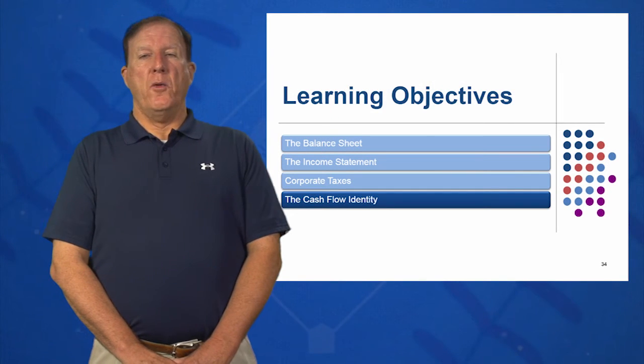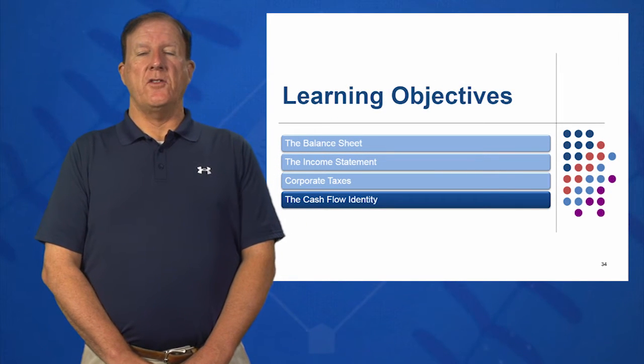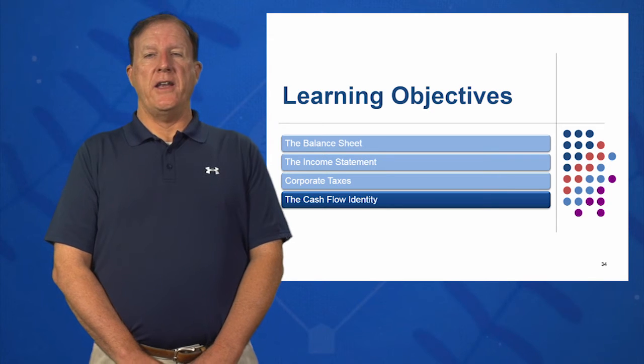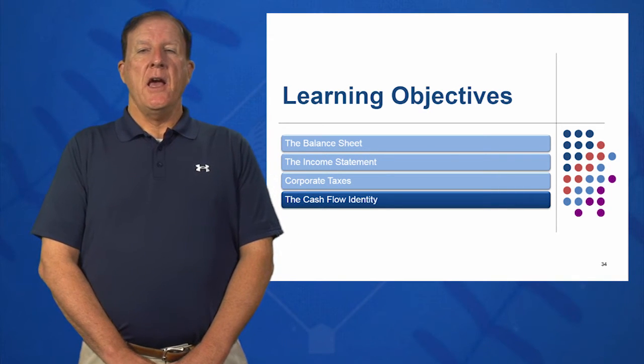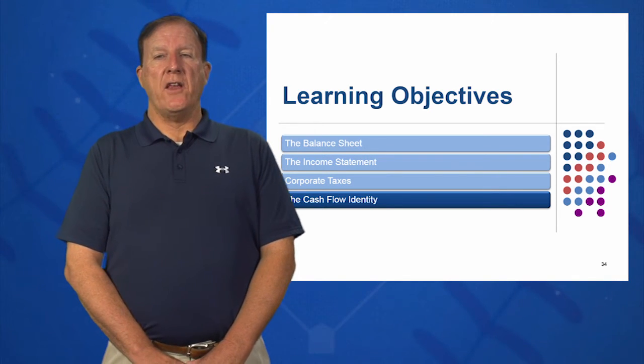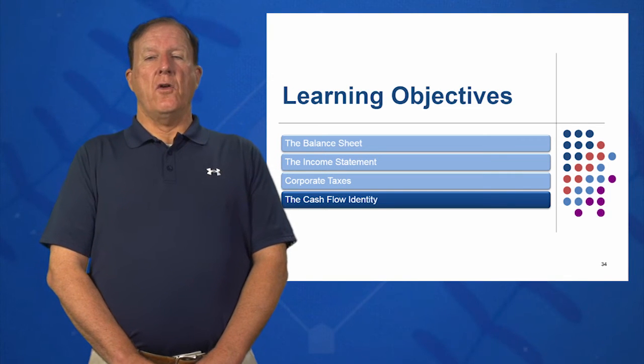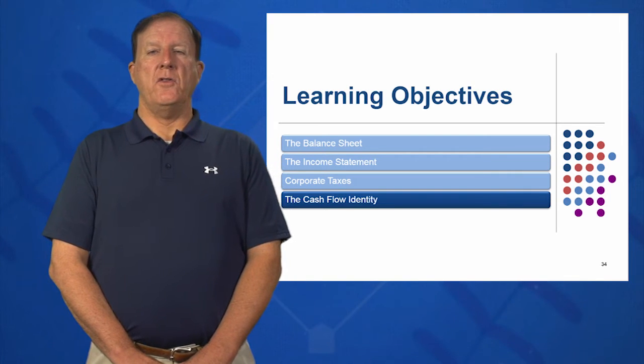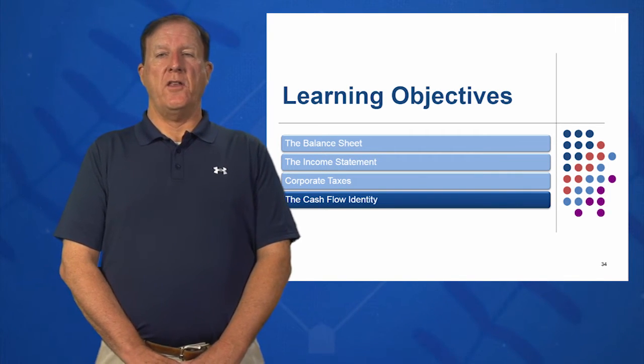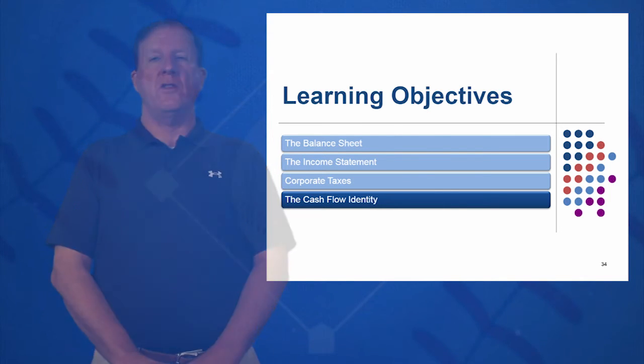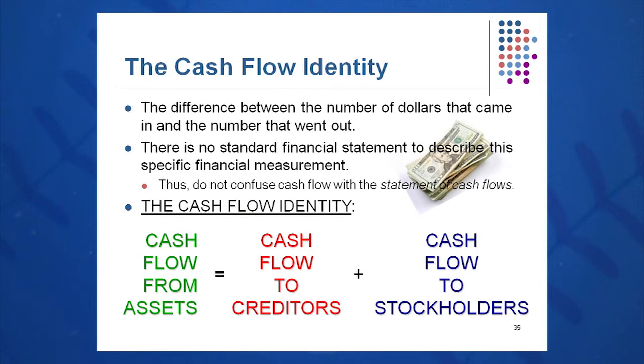In learning objective four, we're going to discuss what I consider the most important equation or identity, the cash flow identity. Cash flow from assets equals cash flow to stockholders plus cash flow to creditors. And why is this so important as an equation in our business lives? In small businesses, cash flow is king.